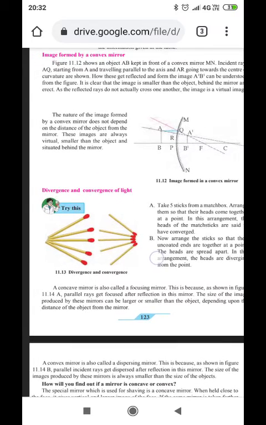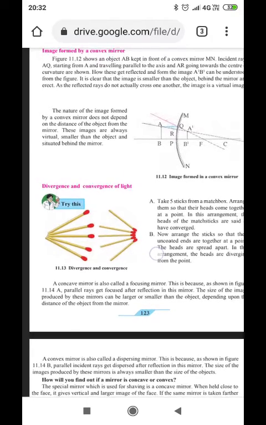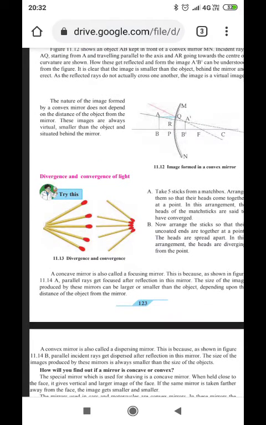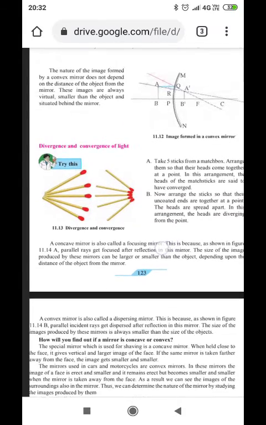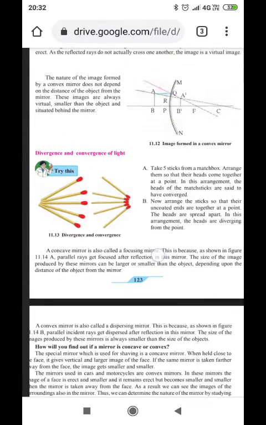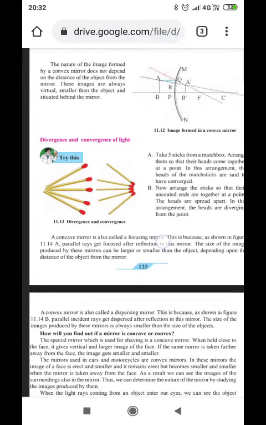The nature of the image formed by the convex mirror does not depend upon the distance of the object from the mirror. The image is always virtual, smaller than the object, and situated behind the mirror. So whatever may be the position of the object, the image is always virtual and smaller than the object, and it will be behind the mirror.